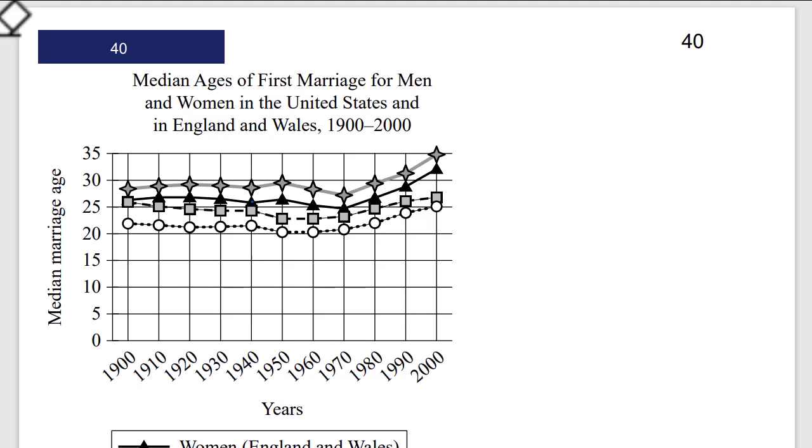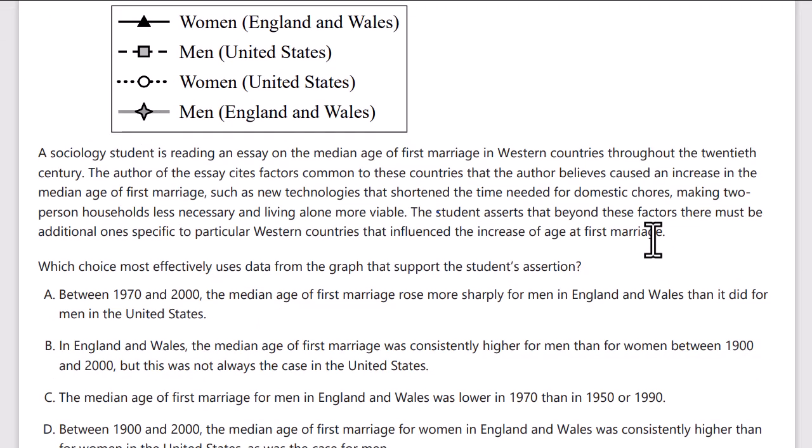Okay, it looks like we charted the median ages of first marriage for men and women in the U.S. and England over the last century, from 1900 to 2000. Okay, all right, this is going to be a command of evidence quantitative question, I believe, and sure enough, we want to use data from that graph to support the student's assertion. Here's his assertion. Let's read what's going on here.